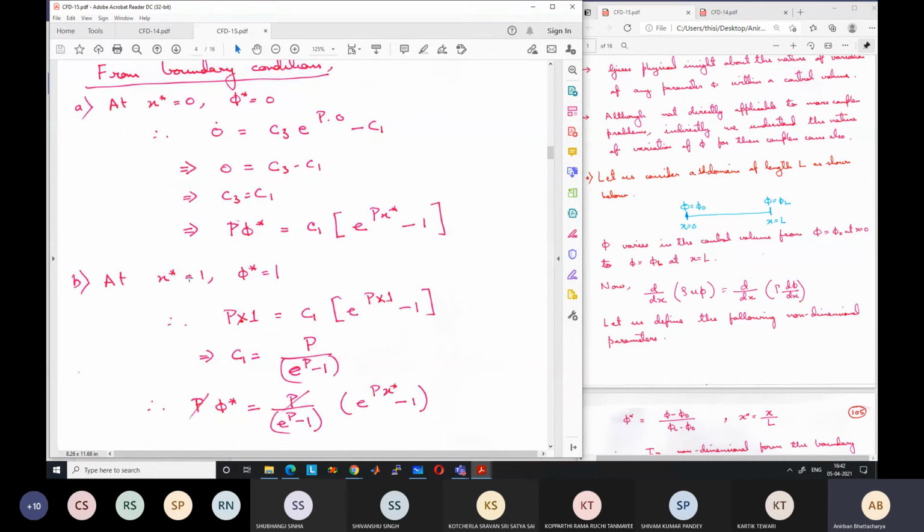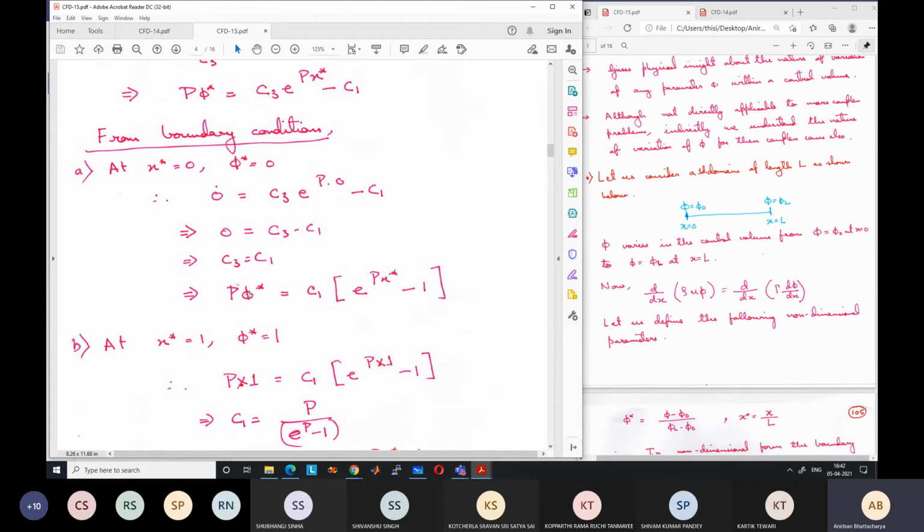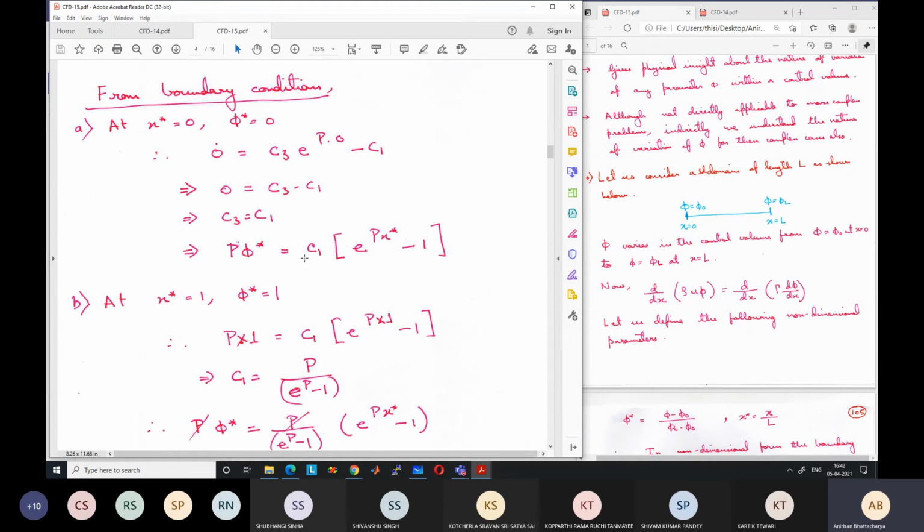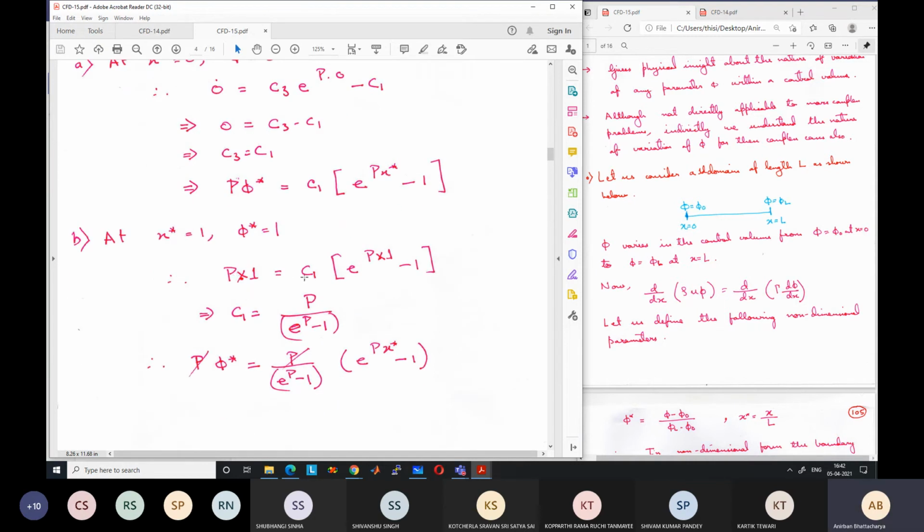Now let us use the second boundary condition. At x star equal to 1, phi star equal to 1. Replace this in this equation: p into 1 is equal to c1 into (e to the power p into 1 minus 1). So p is equal to c1 (e to the power p minus 1), or c1 is equal to p by (e to the power p minus 1), by rearranging the terms. So this is the value of the constant c1. Plugging in the value of the constant here, we get p into phi star is equal to p by (e to the power p minus 1) into (e to the power p x star minus 1).